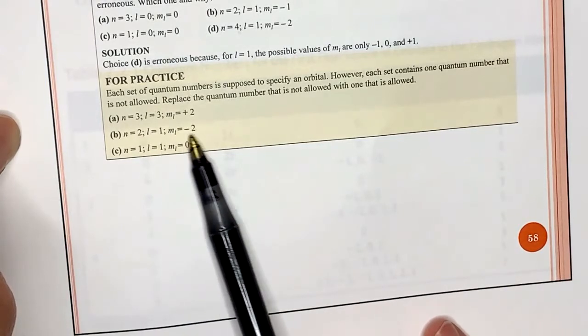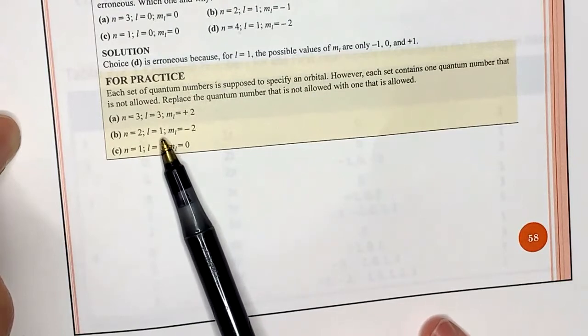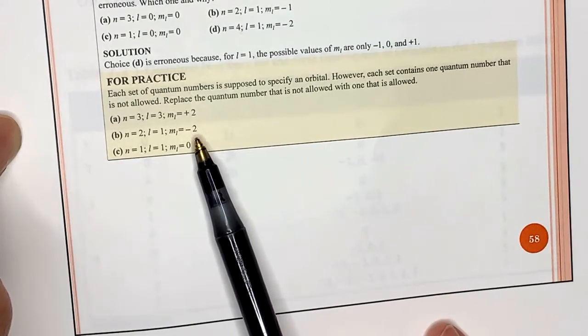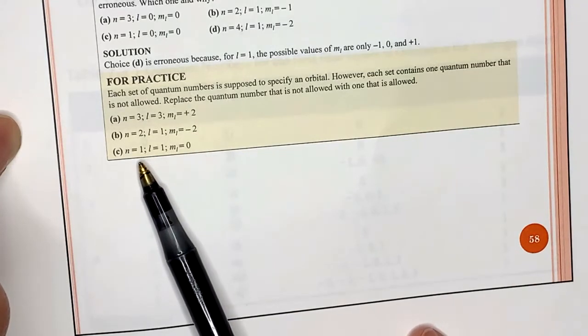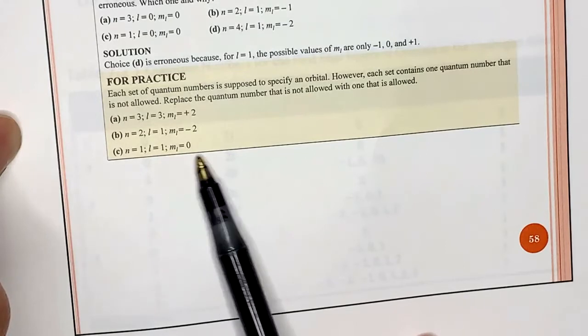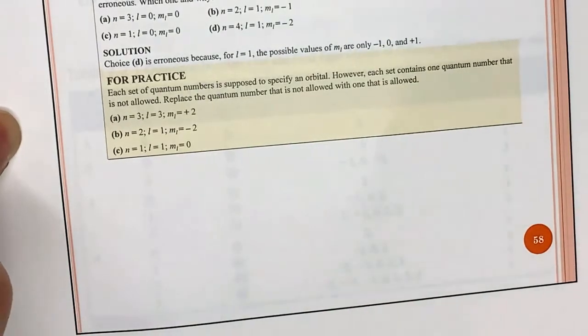n=2, l=1, ml=-2. n=2 is level 2, l=1 is p. If l=1 is p, can you have -2 orientation? No, you can't, because it's -1, 0, and +1. So I would change this to a -1, I guess, or 0 or +1, okay? And this n=1, l=1, ml=0. If n is 1, l cannot be 1. l can only be 0. That will give you a 1s orbital right there, okay? So that's how we would look at quantum numbers.